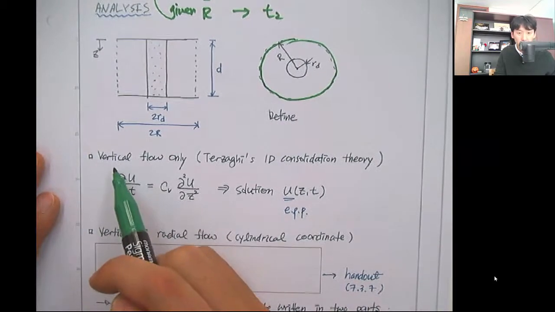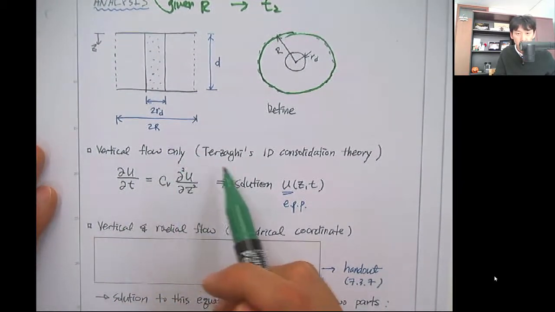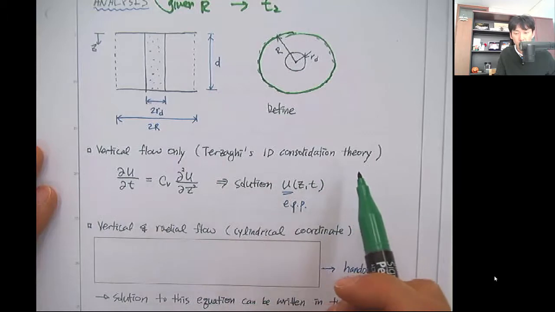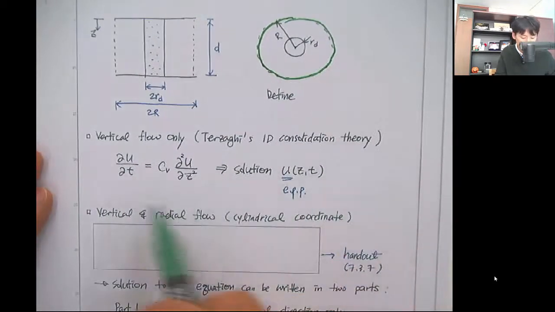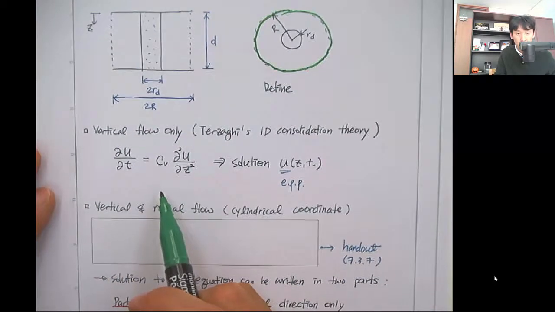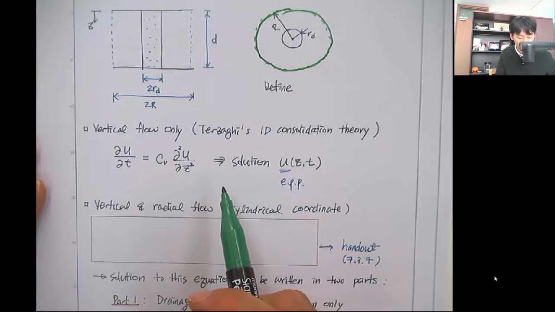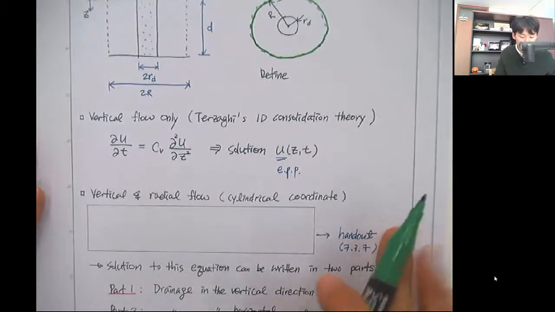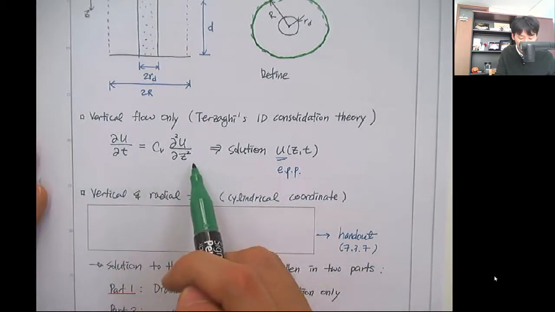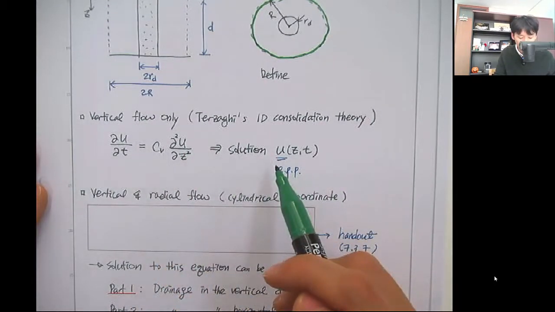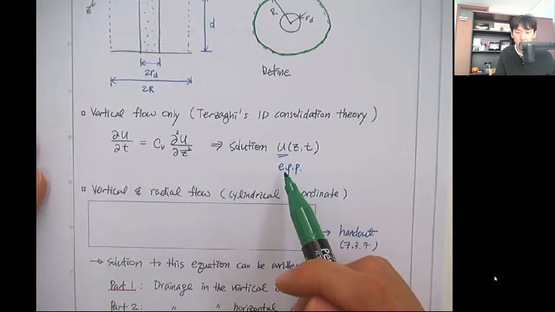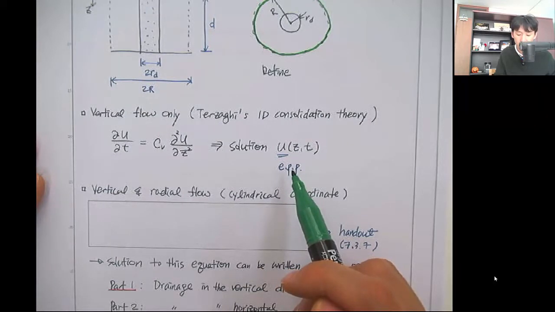When the vertical flow occurs only, Terzaghi's one-dimensional consolidation theory is valid. So ∂u/∂t equals c_v times the second derivative, ∂²u/∂z². Then we can get the solution for this equation, and this u is the excess pore pressure at the given z depth and at the given time of interest.